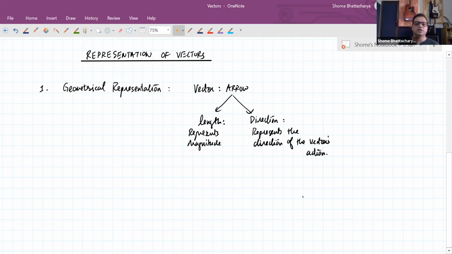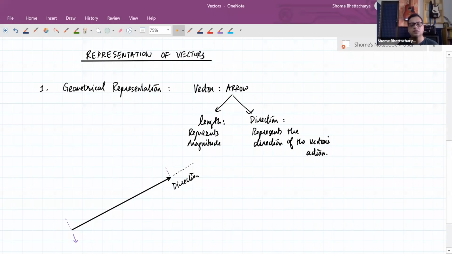Represents the direction of the vector's action. So let's understand this. If we draw a line with an arrow head, then it becomes more specific than a line segment, because now it points in a particular direction. So this direction in which it points represents the direction, and the length from the origin.